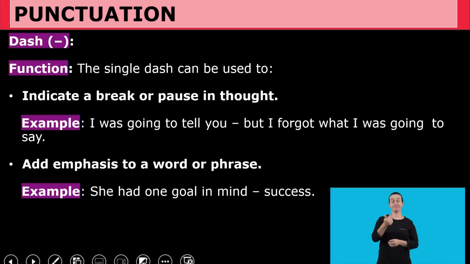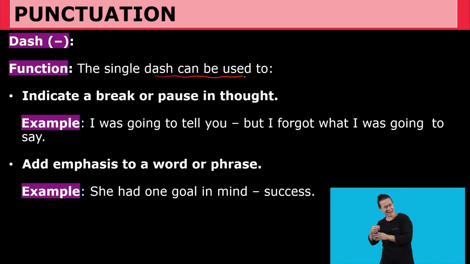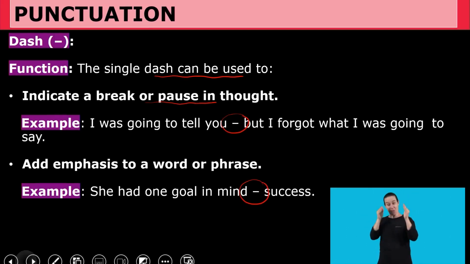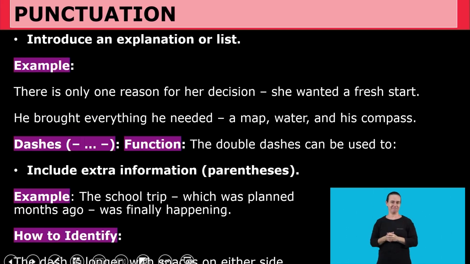The hyphen's friend, the dash that everyone always confuses. A dash can be used to do the following: indicate a break or pause in thought. I was going to tell you, but I forgot what I was going to say. Dashes are also used to add emphasis to a word, the single dash. She had one goal in mind, dash, success.